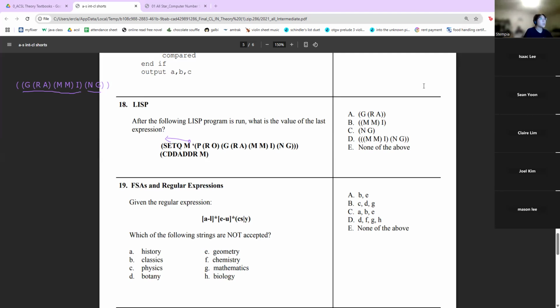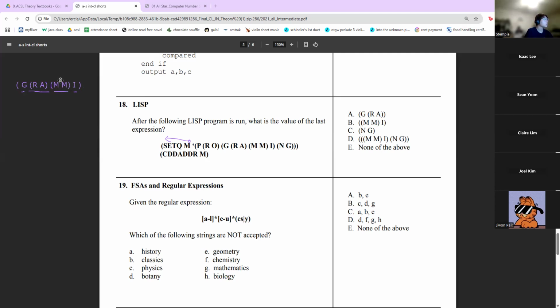Then we have a CAR. So we're going to only pull out that first element. We'll get rid of all of this. And our parentheses are also going to change. These are a new set of outermost parentheses. So if we were to underline, G is going to be our first element, RA is our second, MM is our third, and then I is our last one.